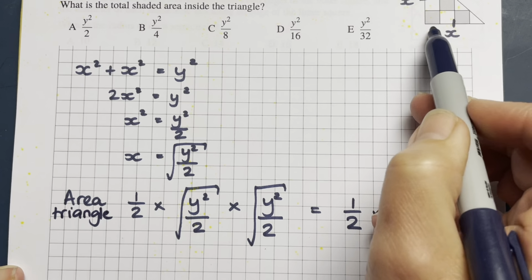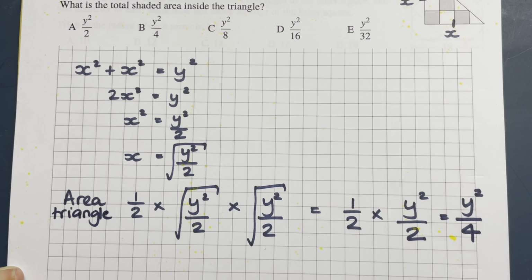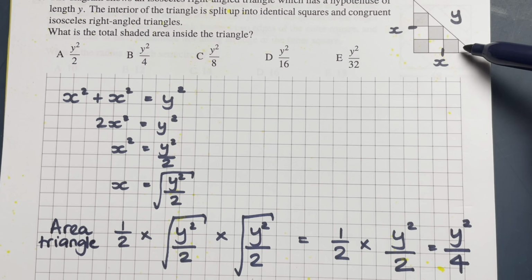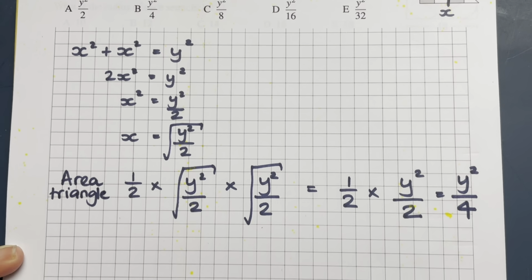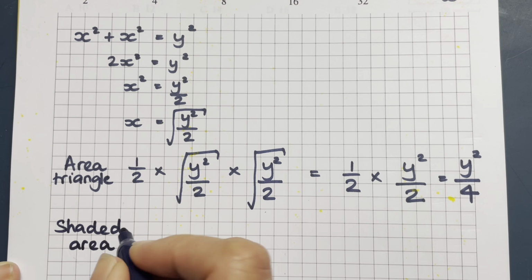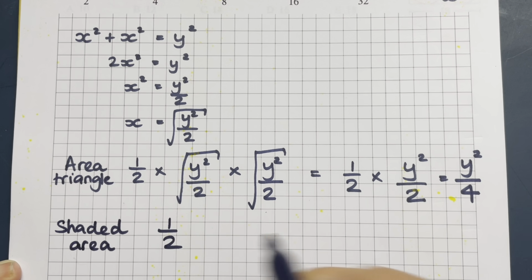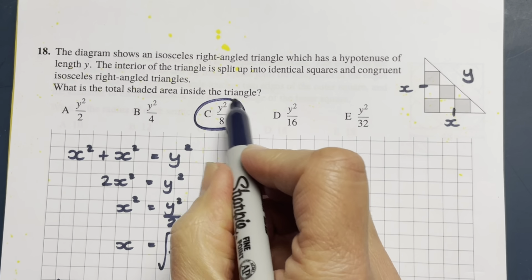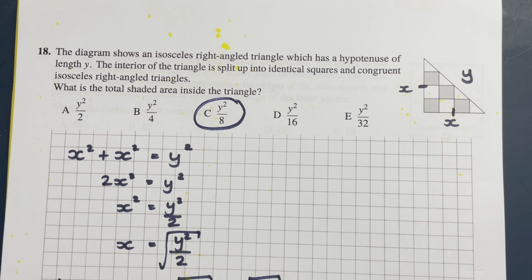If I want to know the area of the shaded area, if I just have a double quick look here, I've got 1, 2, 3, 4 squares shaded versus 1, 2, 3, 4 squares shaded. So I'm just looking for 50% of the area of the triangle. So the shaded area is half of y squared over 4, which gives me y squared over 8. So the answer to question 18 is C, y squared over 8.